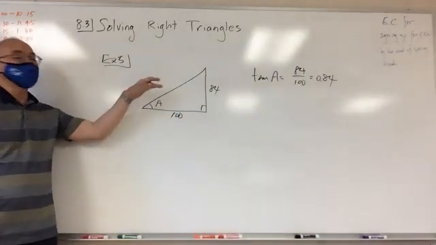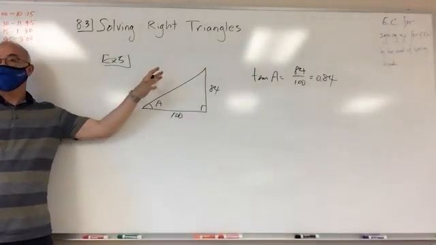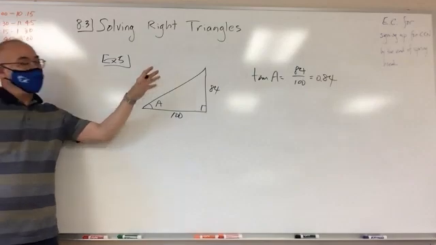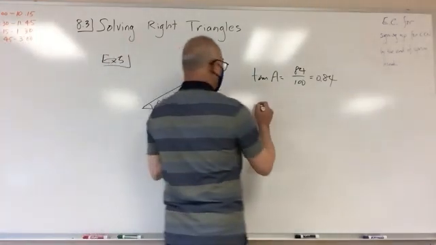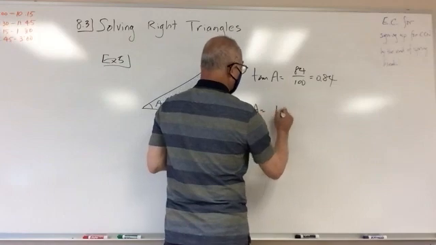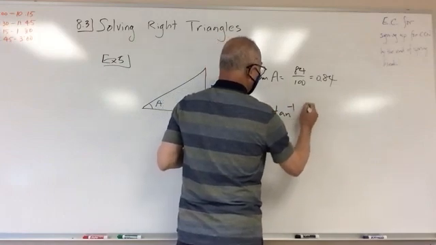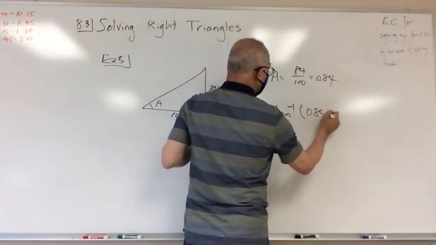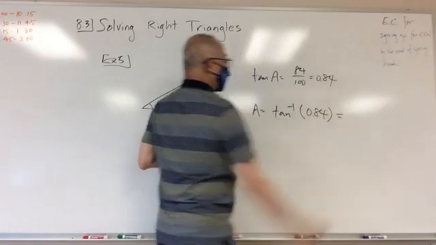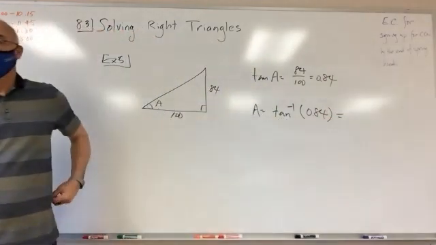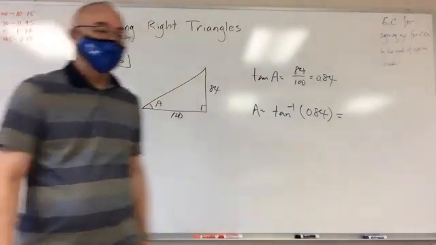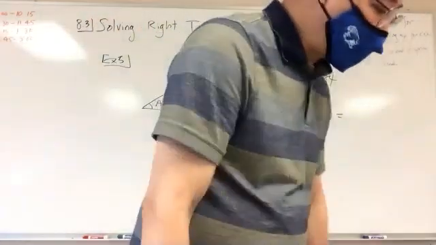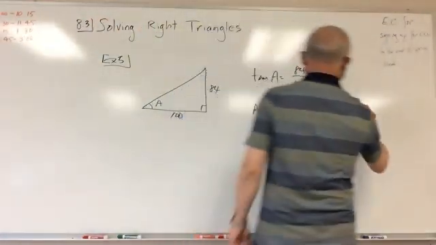So there really is no reason for me to calculate the hypotenuse here, right? So I know this guy, so the angle A, again, is going to be the arc tangent, the angle that gives me this value of tangent. Okay, and if I do that, I get 40 degrees.